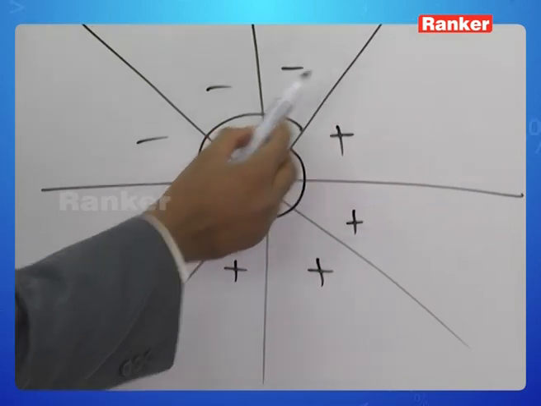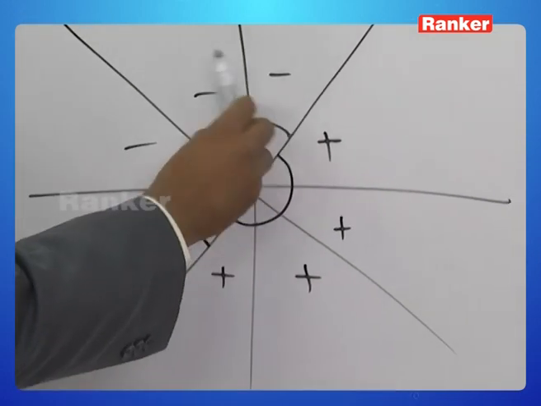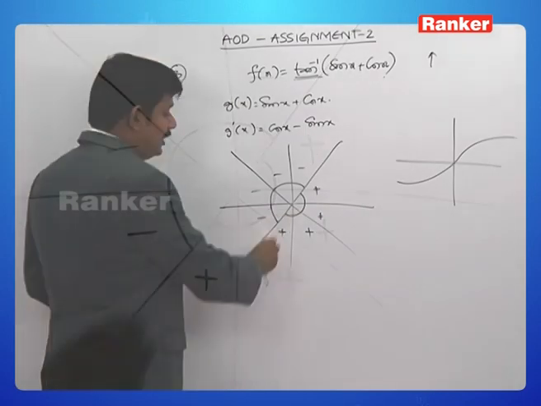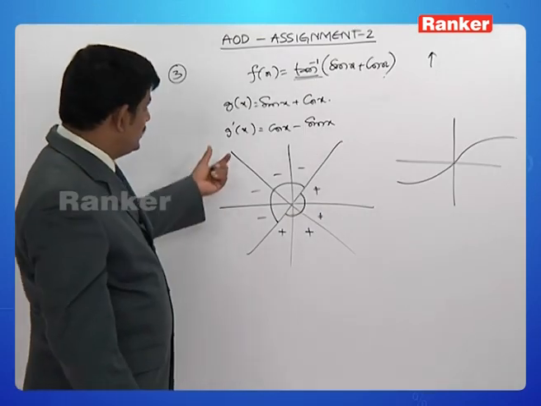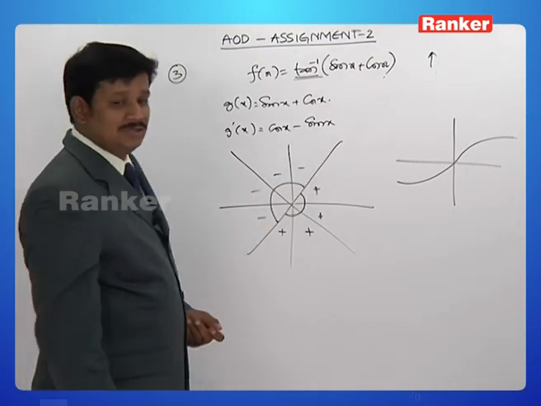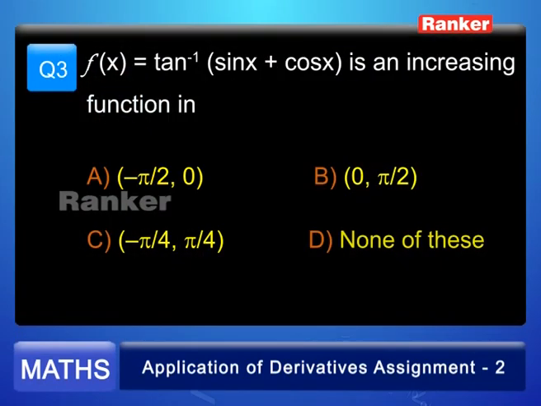Part of the function is positive, and the remaining part is negative, so g dash x is partially positive and partially negative. Again, it is not a strictly increasing function. So the answer is option A, minus pi by 2 to 0.